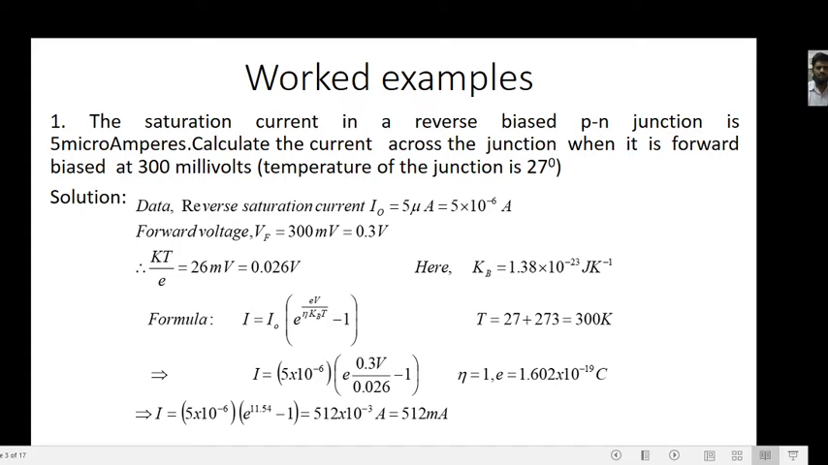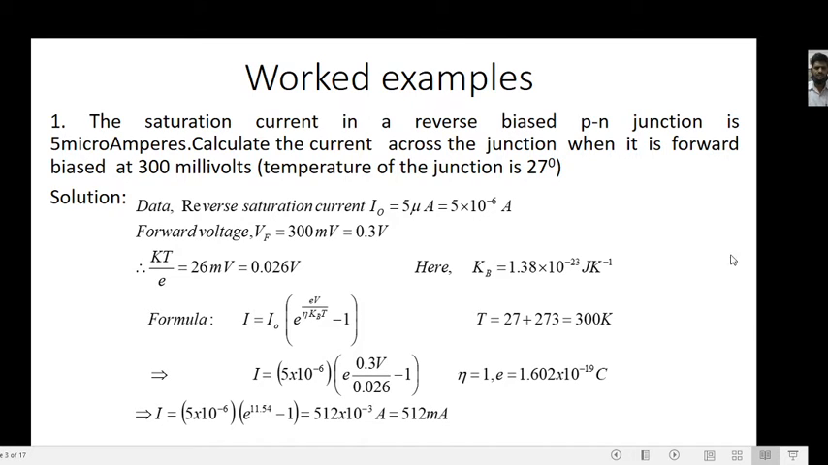The first question is: the saturation current in a reverse biased PN junction is 5 microamperes. Calculate the current across the junction when it is forward biased at 300 millivolts. Temperature of the junction is 27 degrees Celsius.